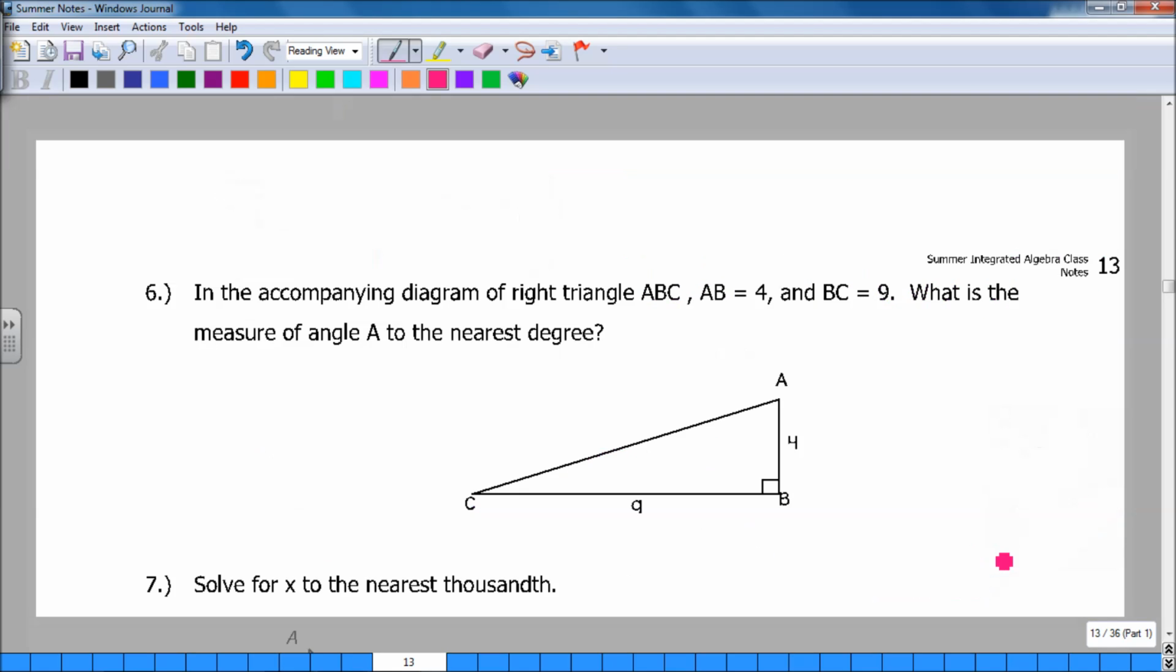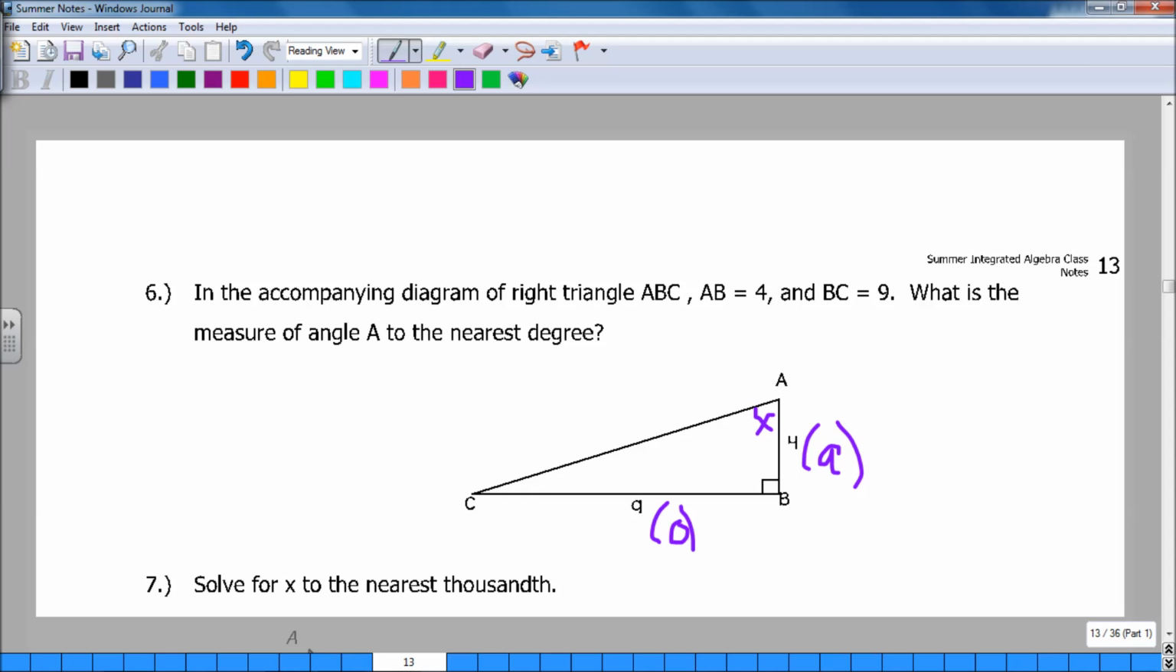Okay? All right. Number 6, in the accompanying diagram of right triangle ABC, AB equals 4, BC equals 9. What is the measure of angle A to the nearest degree? So I want to figure out how big this angle right here is. Okay, so I know that this is the opposite and this is the adjacent. So I know all I need to do is use tangent.